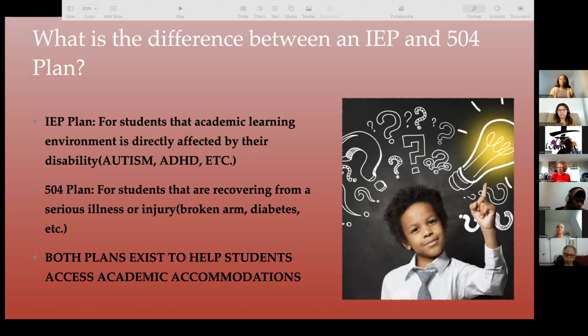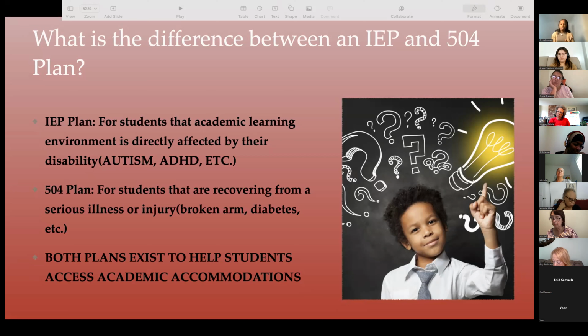Okay. So we're going to start off with what is the difference between an IEP and a 504 plan. An IEP is typically for students whose academic learning environment is directly affected by their disability. So autism, ADHD, there's 13 categories, but I'll just say a couple. So autism, ADHD, deaf or blindness, or deaf and blindness, dyslexia, any speech impairments, traumatic brain injuries, but there is a total of 13 categories.